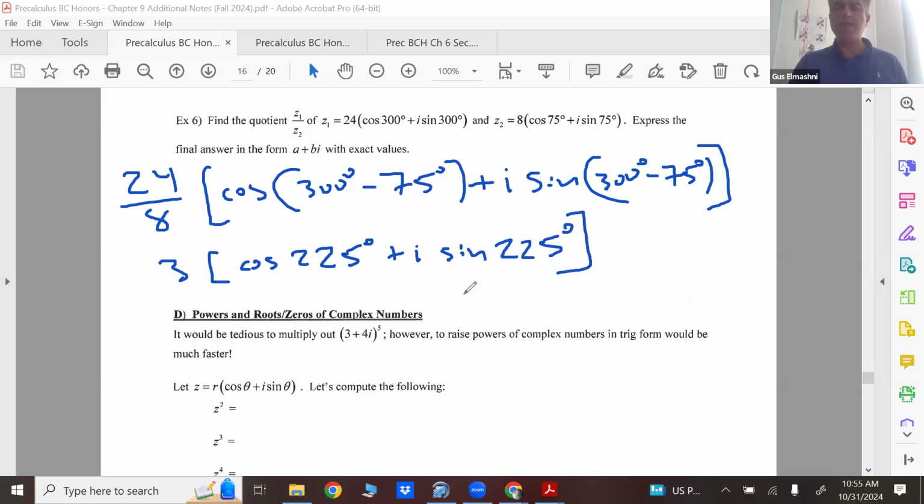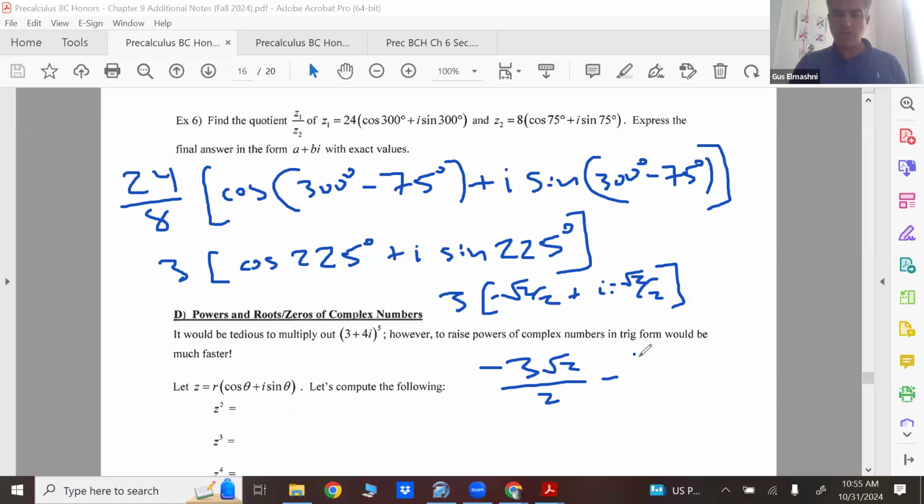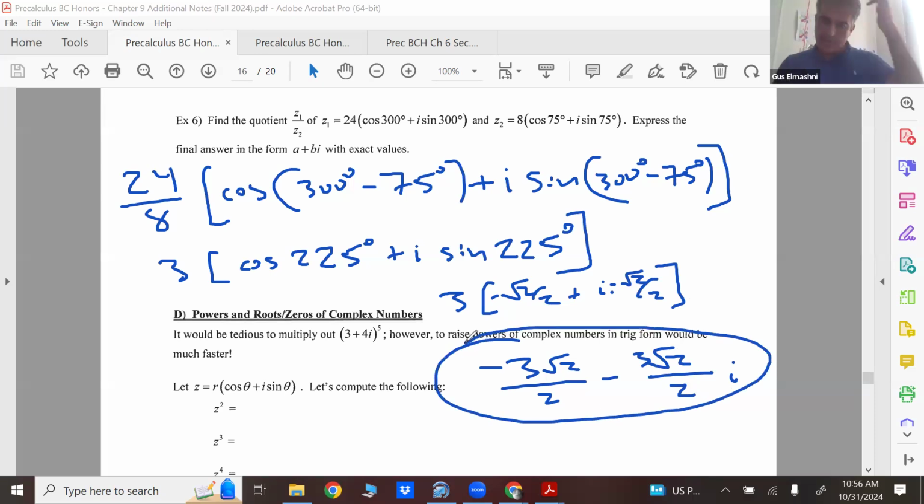What quadrant is that in, guys? And that's going to be negative root 2 over 2. So you should get negative 3 root 2 over 2 minus 3 root 2 over 2 i. And that's how you divide them.